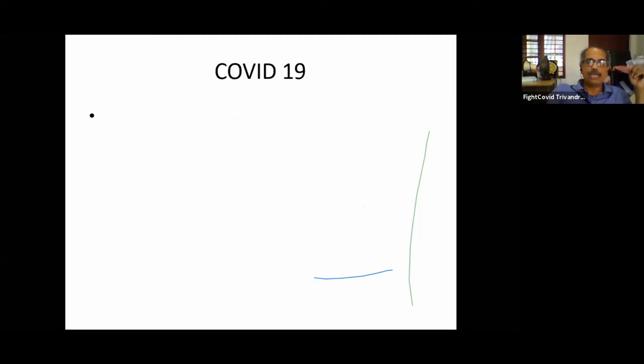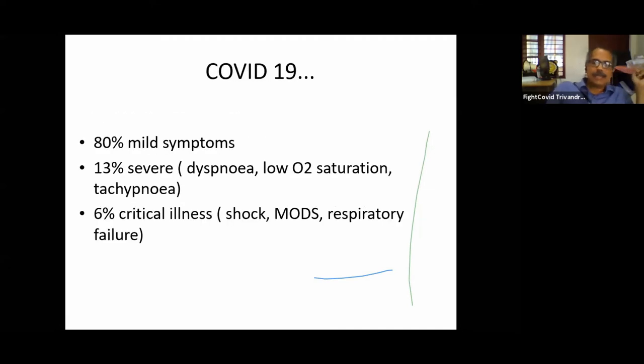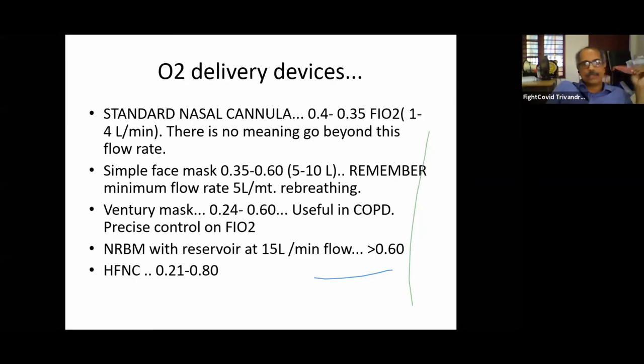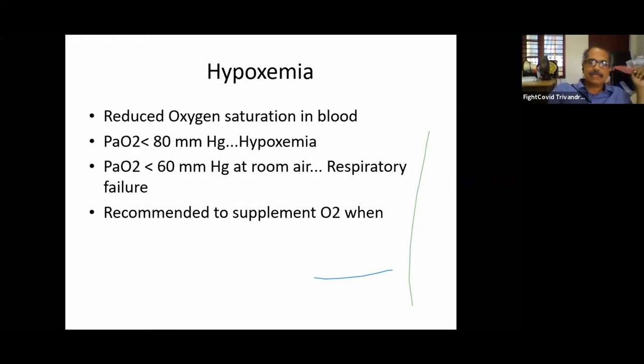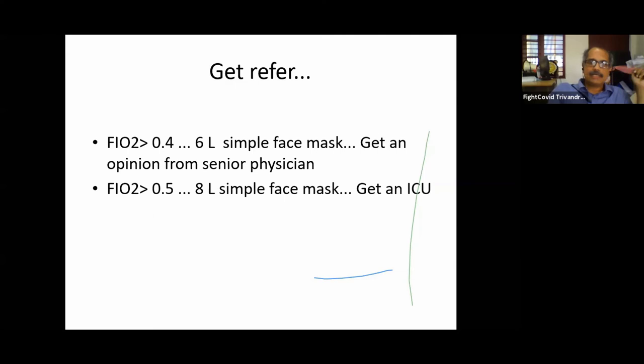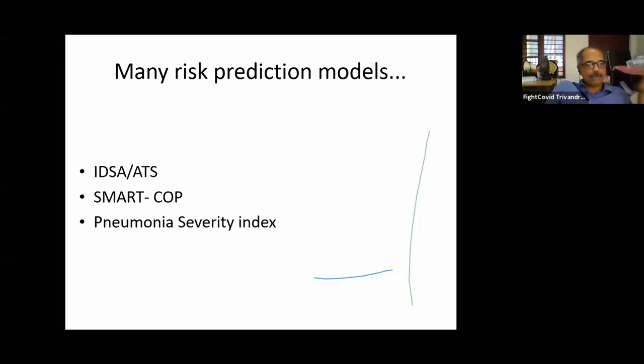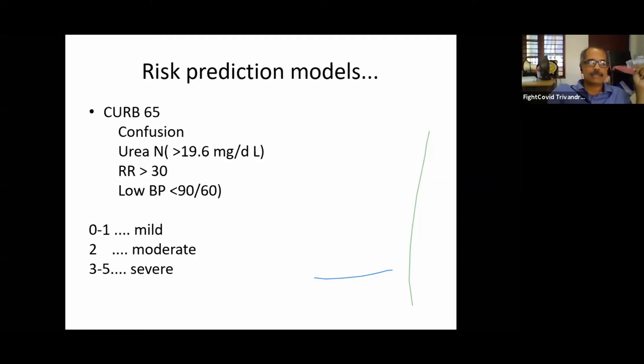I'm not going into the details of mechanical ventilation. This is in short about how to identify a severe pneumonia, especially if you practice the use of a risk prediction model like CURB-65, and probably we can apply it for COVID pneumonia also. And it is very easy to apply these risk prediction models in our routine practice.